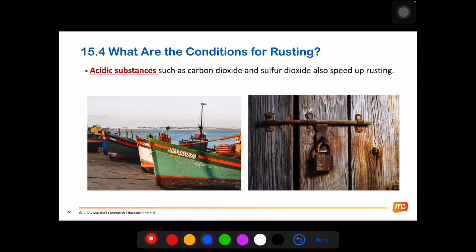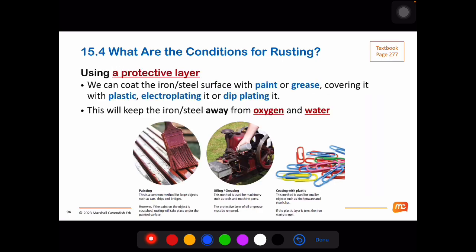Okay, so now that we mentioned that rusting is something that we are aware of in terms of iron, just to add another point to link it back to something you have learned before, acidic substances can also speed up the rusting process. So, how can we actually prevent rusting from happening? There's a total of 3 main methods in terms of prevention of rust.